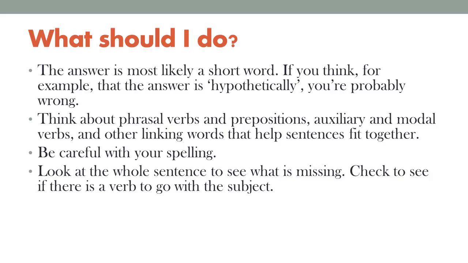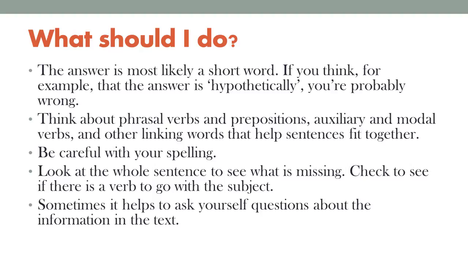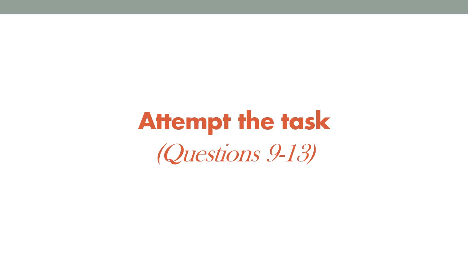Look carefully at the whole sentence. Remember that there is a reason for the use of English being combined with the reading paper. So check to see if there's a verb to go with the subject in the sentence. Check to see if there's a subject to go with a verb. And always look for agreement between these. And sometimes it helps to ask yourself questions about the information in the text. If there is a missing word, use the other words to make a question. Ask, why is this so? Sometimes that will give you the answer straight away.